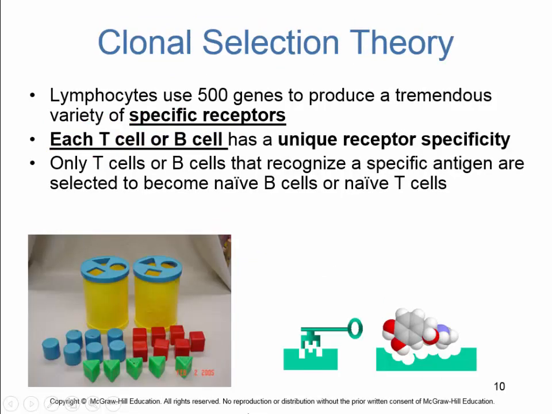Clonal selection theory is literally the idea that of all the 500 genes that we have, these are used to possess specific receptors. I have a simple analogy shown here at the bottom. Only circles will fit in the circle, only squares will fit in the square, and only triangles will fit in the triangle. This is true for our T cell receptors. Our T cell receptors have a lock and key interaction, and they do so between themselves and the MHC molecule. The same goes for B cells.